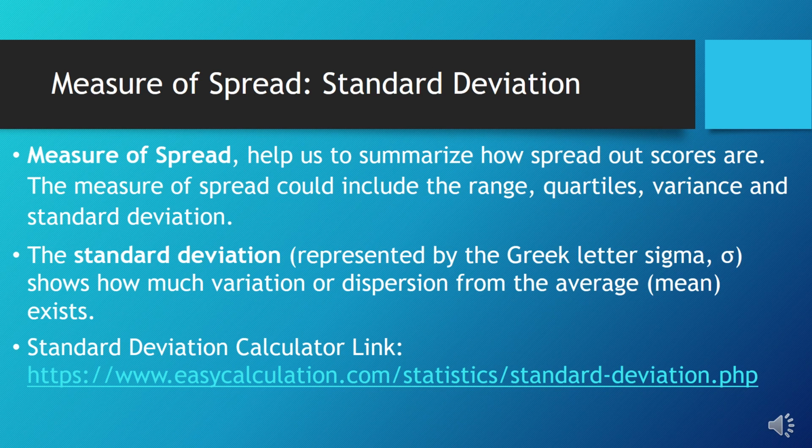The measure of spread helps us summarize how spread out scores are. The measure of spread may include the range, quartiles, variance, and standard deviation. In this video, I will go into more detail regarding the standard deviation. The standard deviation, represented by the Greek letter sigma, shows how much variation or dispersion from the average exists.